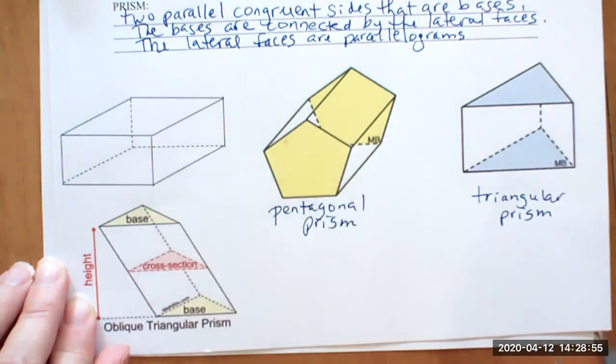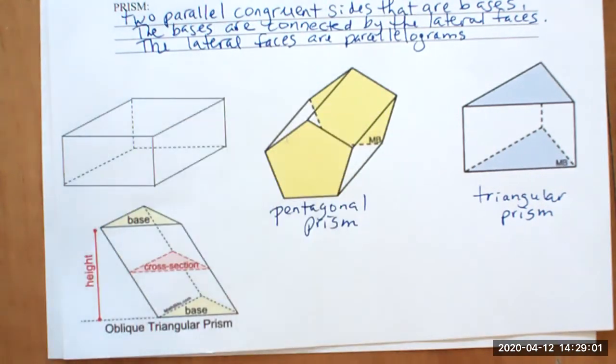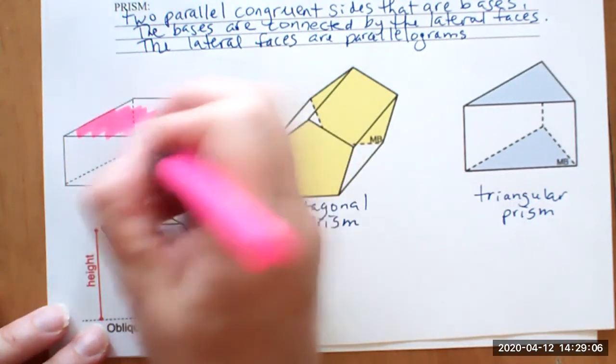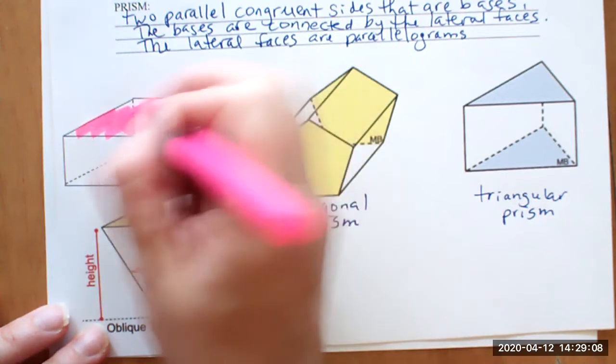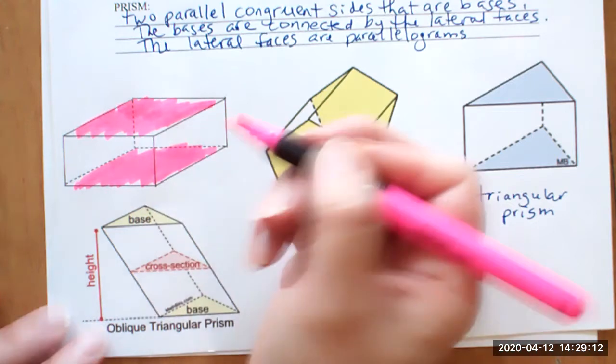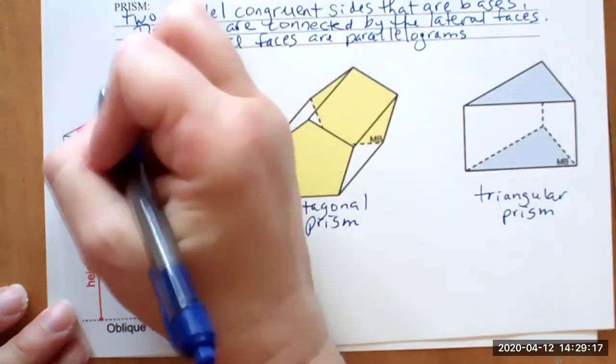Here is a rectangular prism because the bases are rectangles. And if you want, I can shade those in as well. So I could shade in here's the base, and here's the base, right? And those bases are rectangles, and so this is a rectangular prism.